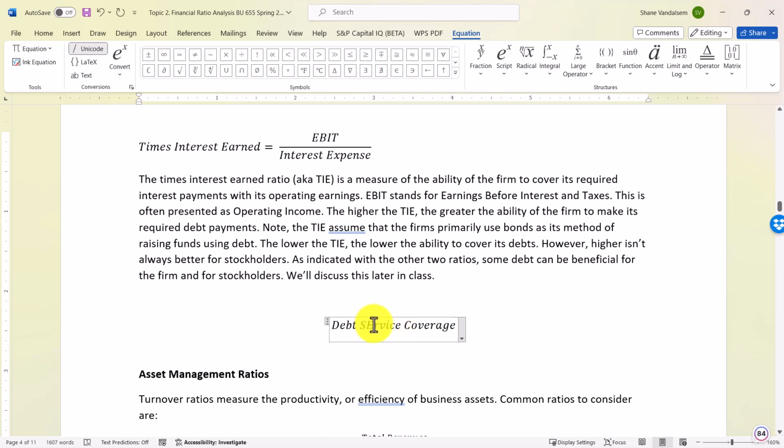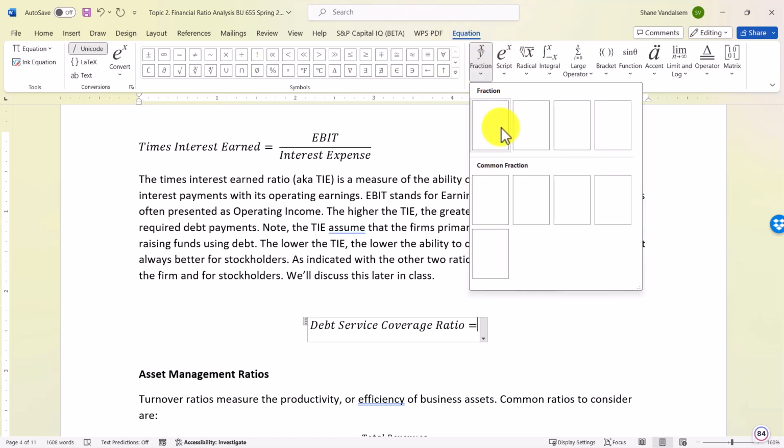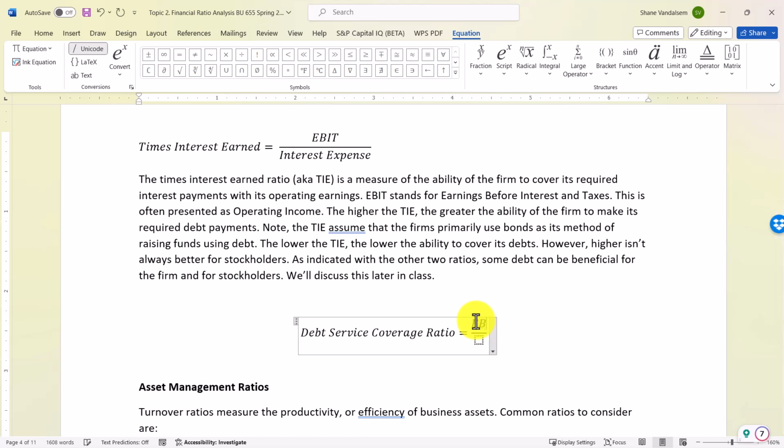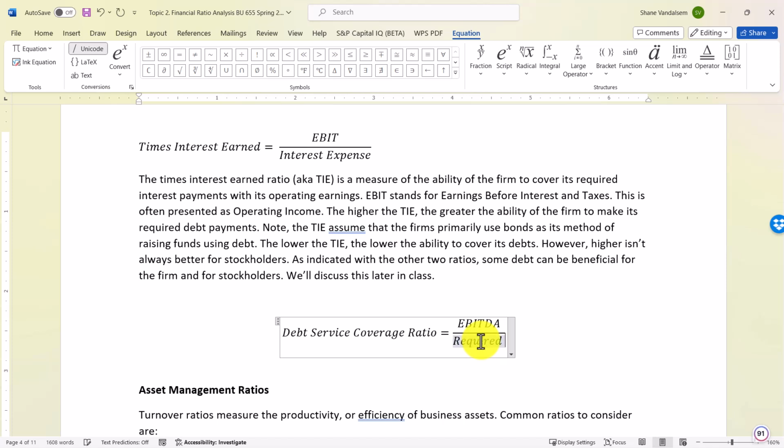And I like to include this one because if you go into finance and you're working either as a lender or within a business, and you're in a smaller business, you're probably going to come across this ratio. The debt service coverage ratio is equal to EBITDA divided by the required interest and principal payments.